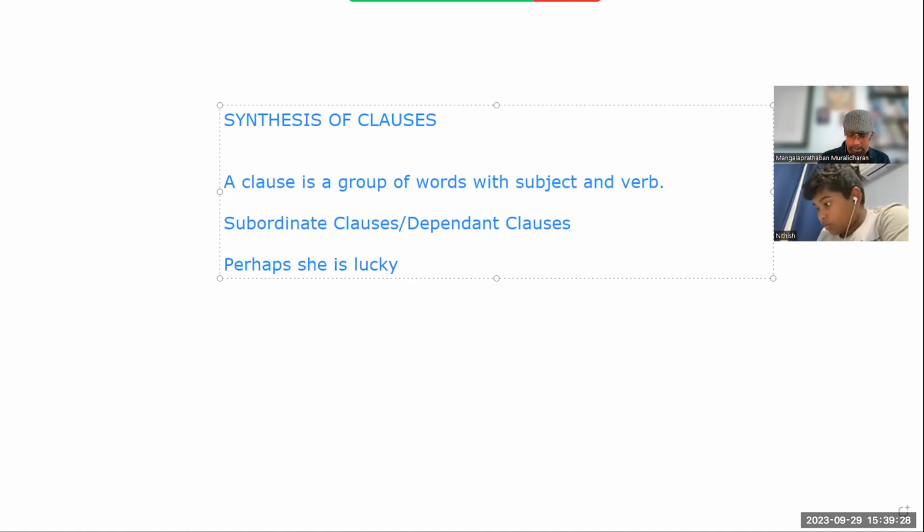Okay. She won the game. Perhaps she's lucky she won the game. So she has won the game. Okay. Perhaps she's lucky she has won the game. Friends, that's again a very important indicator here. What is it? Perhaps she's lucky. So that is a subordinate clause. She has won the game is an independent clause.